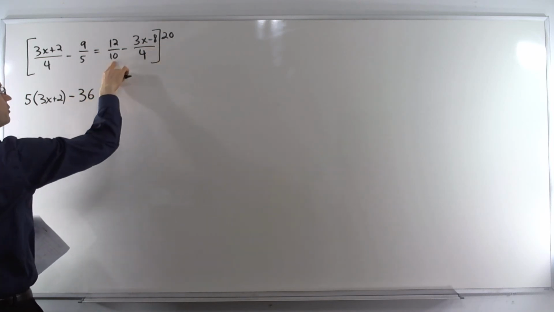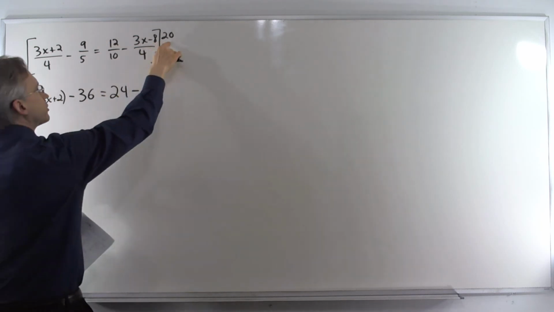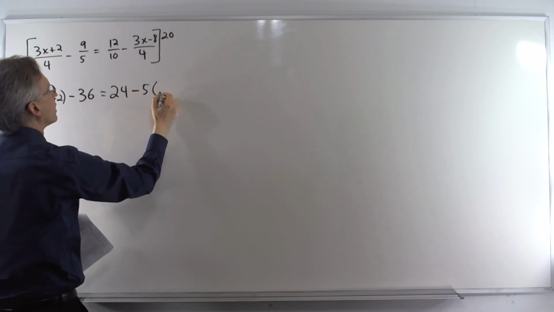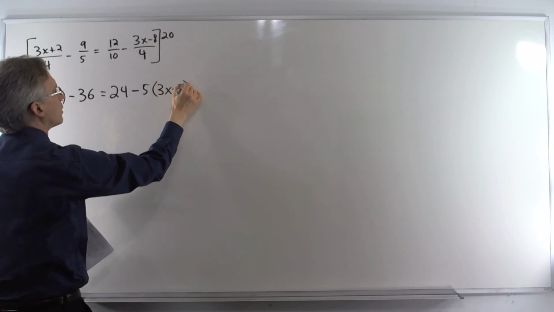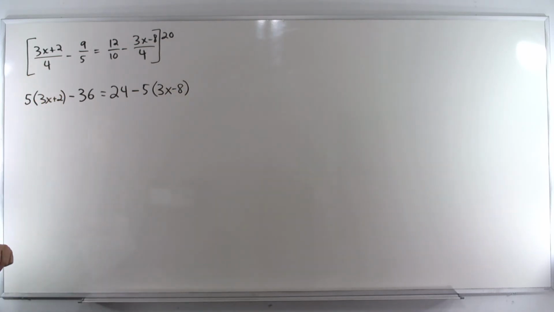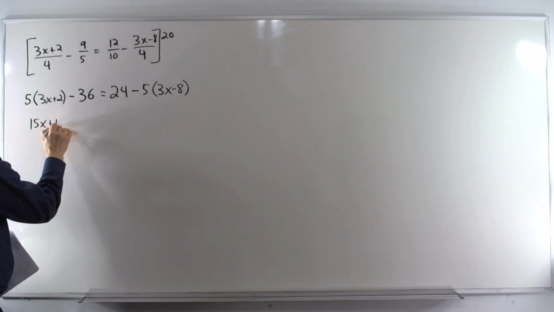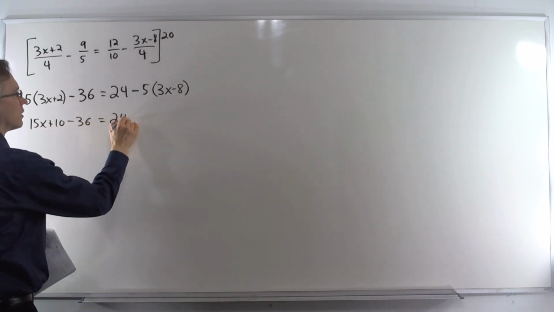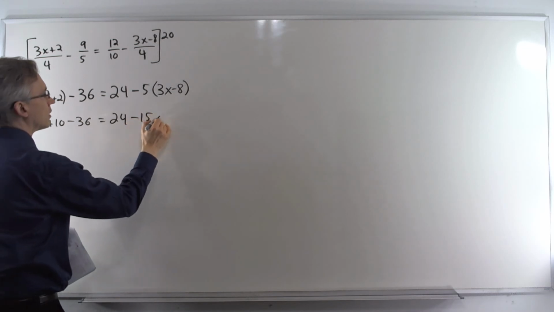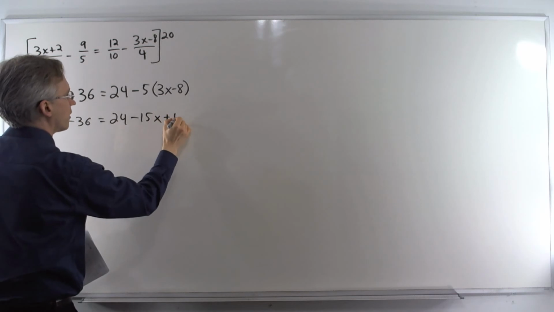20 divided by 10 is 2. Times 12 is 24. And then 20 divided by 4 is 5. And we'll multiply that by the numerator, 3x minus 8. All right, now we can distribute 5 into this binomial, which gives us 15x plus 10. Distributing negative 5 into this binomial, we get negative 15x plus 40.